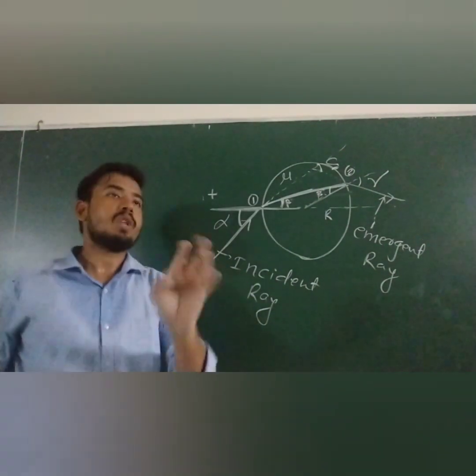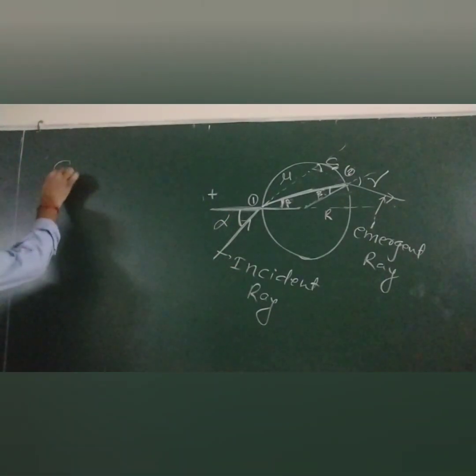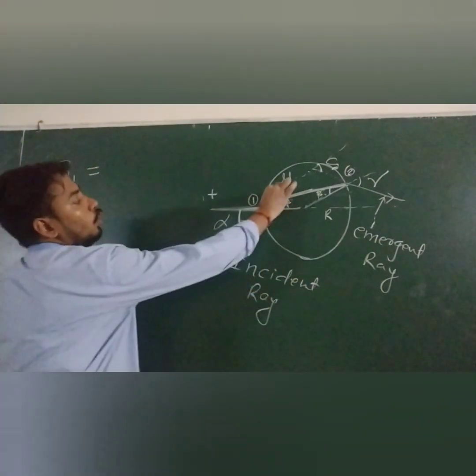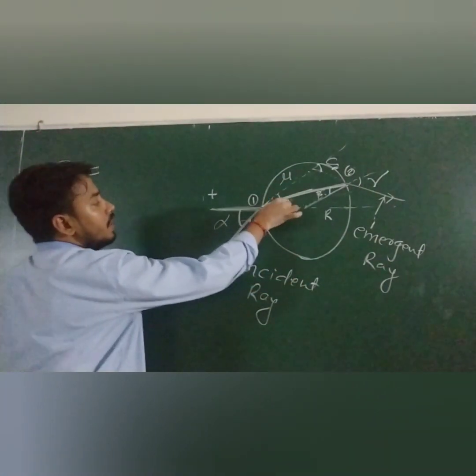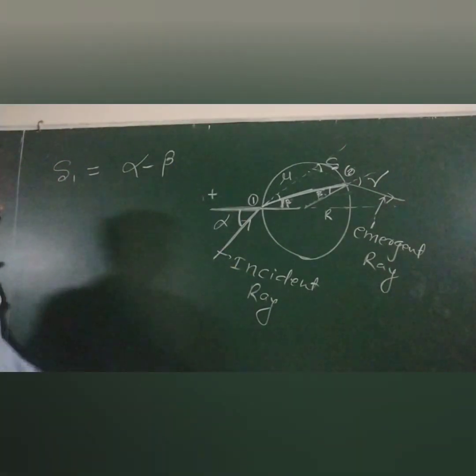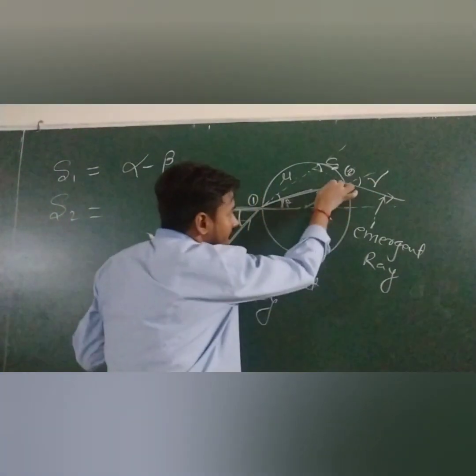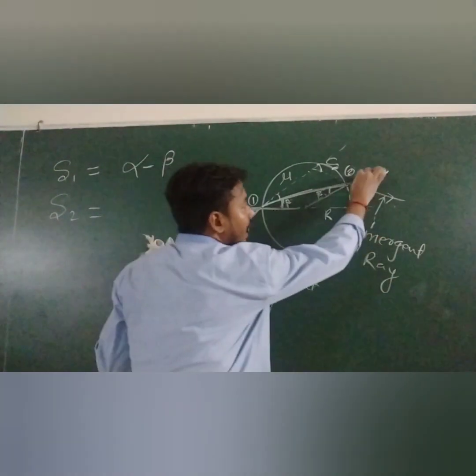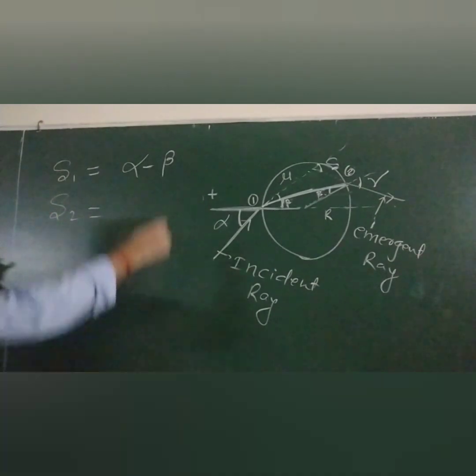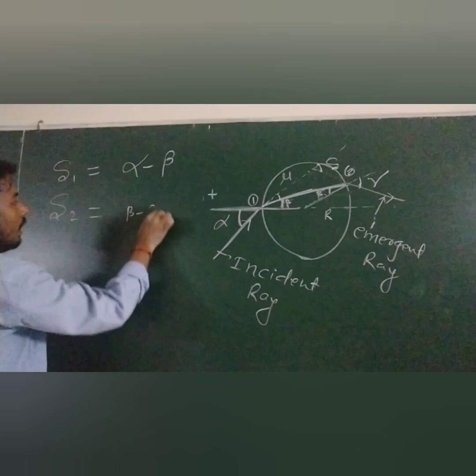See, what is the first deviation? I am writing here delta 1, the first deviation. What is the total angle? Alpha, and out of this is beta. So the first deviation is alpha minus beta. What is the second deviation? It has to go like this. This angle is beta, but right now this is gamma. So this deviation becomes beta minus gamma.